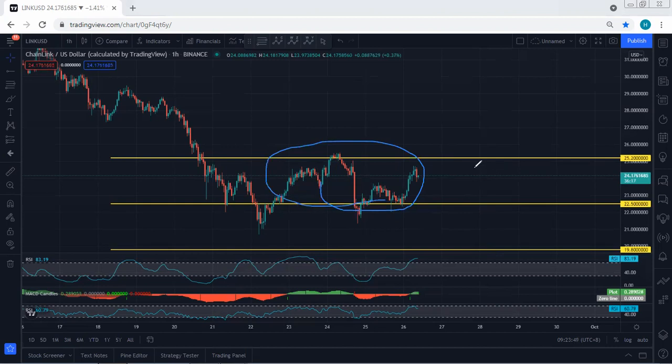Okay, in this case, we just follow the chart. If I see any update, I will share. But as I mentioned, we are more interested in looking for buy.